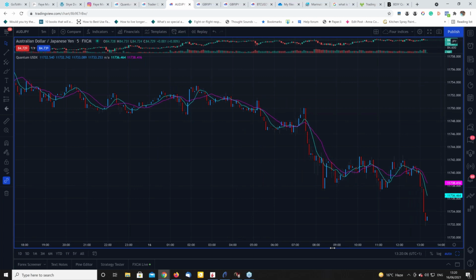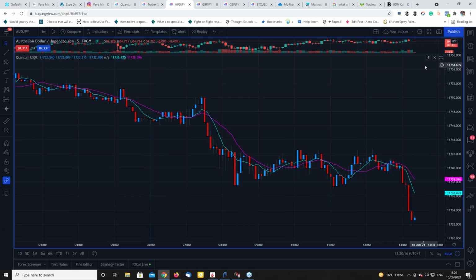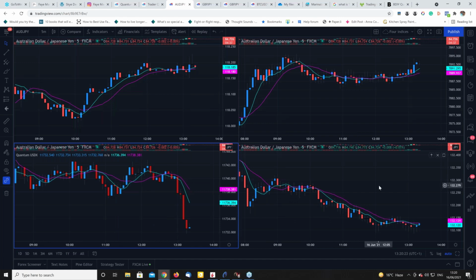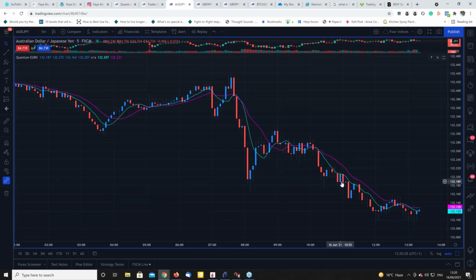This is in our local time, so you know exactly where we are. It is now 1:20 our time. We've had this congestion phase and the market is now breaking down. That's what's happening in terms of the dollar, which is good to see, certainly from an intraday trading perspective at any rate. And in terms of the euro, which is the fourth one, that's been selling off quite strongly.